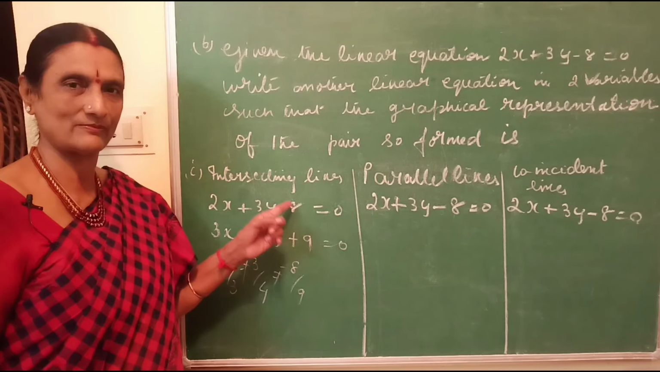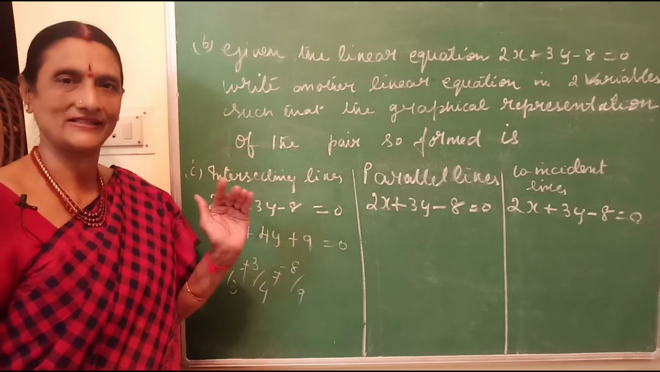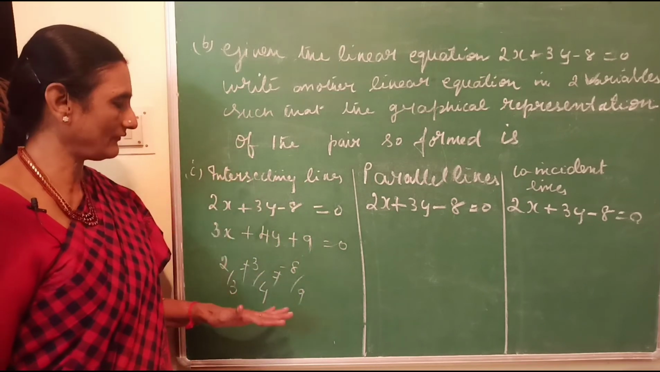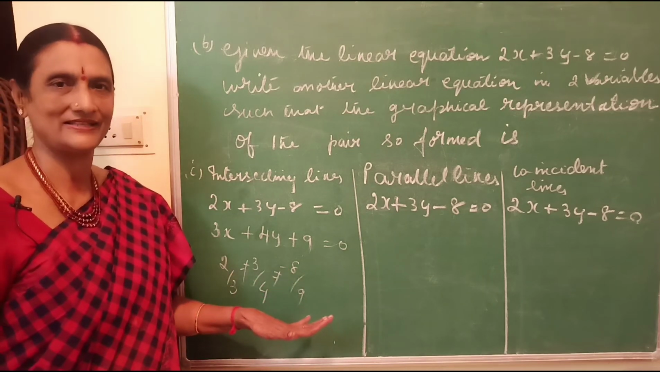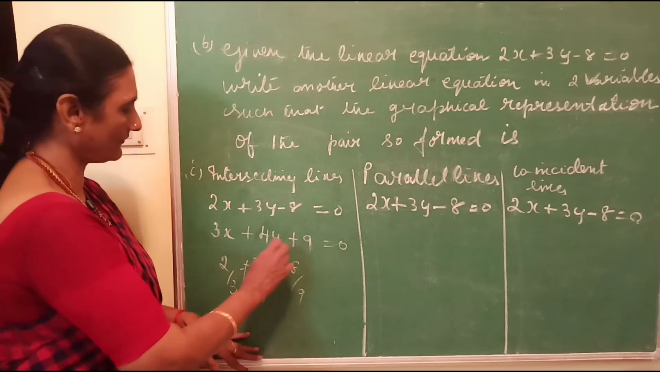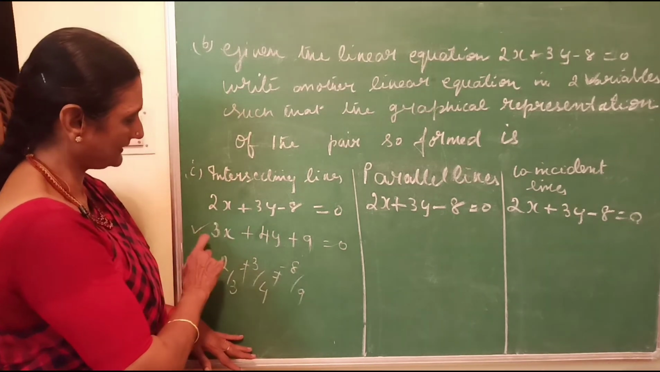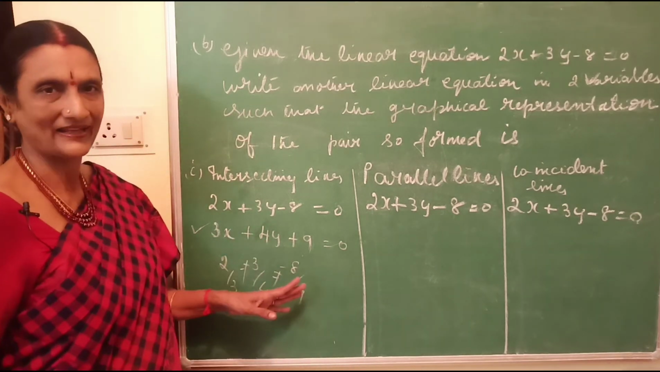You can multiply this by 1, and that is your choice. We have to get the coefficients in such a way that these ratios are not equal to each other.